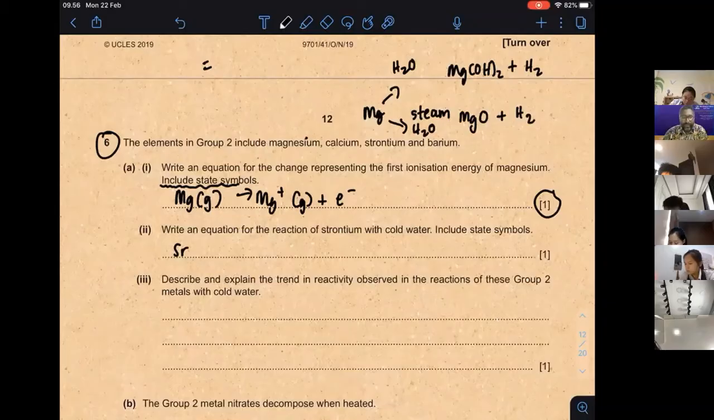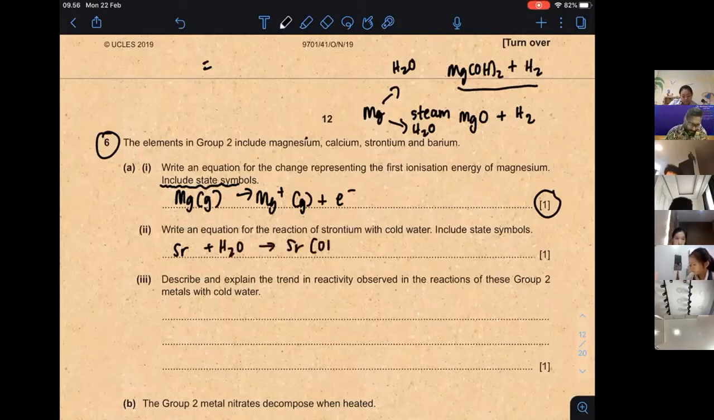They will follow the normal condition, which is going to be the hydroxide. They will follow the hydroxide. So it means that strontium, when you react with water, is going to give you strontium hydroxide plus hydrogen gas. This is going to be the equation.